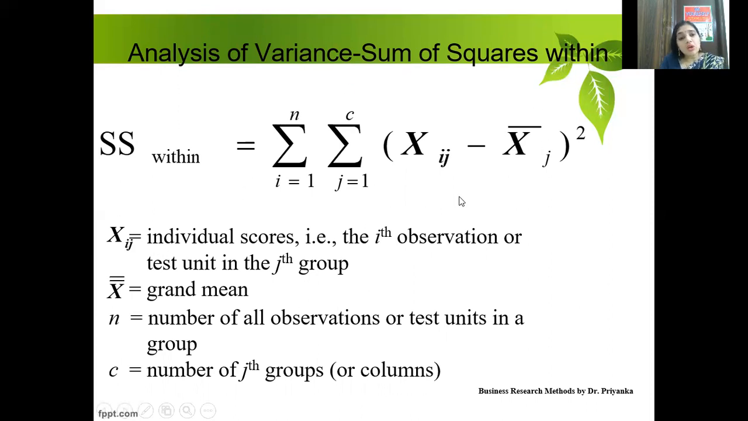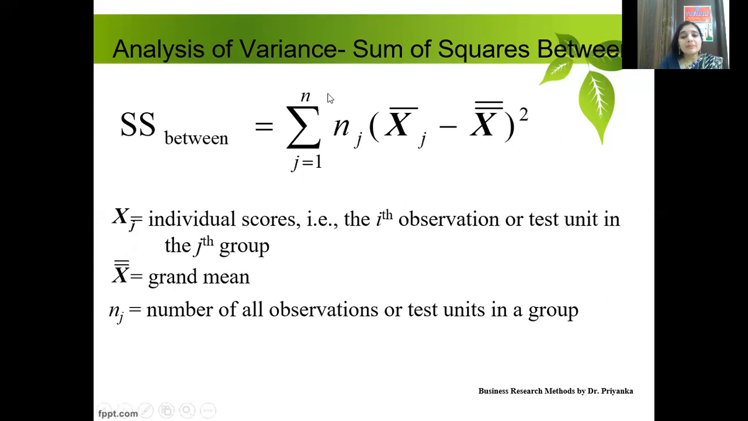And in the same way, when we talk about SS between, this value would be replaced like this: x bar j, the mean, minus grand mean, the whole square, and it would be multiplied by nj rather than summation from i=1 to n, right? This is a little different, because we are calculating the sum of squares between the groups now, not within. So xj here is the score for the jth group, and x double bar is your grand mean, and n is your number of all the observations in test units.